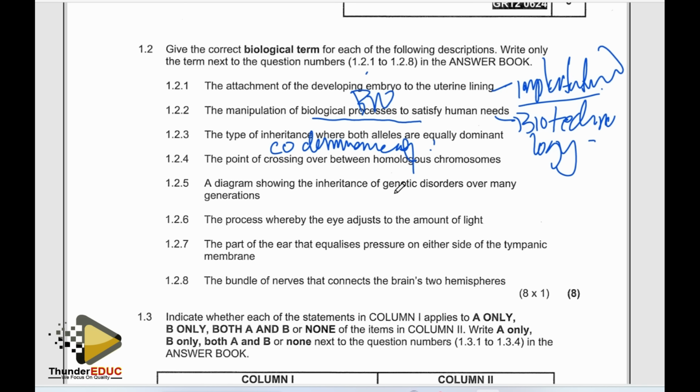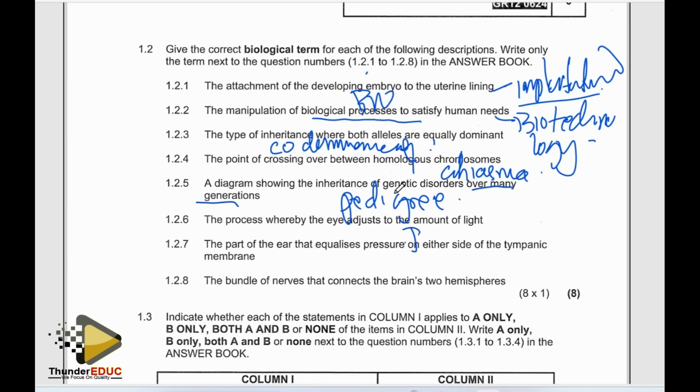They're saying that the point of crossing over between two homologous chromosomes, we call it chiasma. They are saying a point, not points, so I can't say chiasmata. You understand? Then they're saying that the diagram shown below indicates the inheritance of a genetic disorder over many generations. So we call it a pedigree.